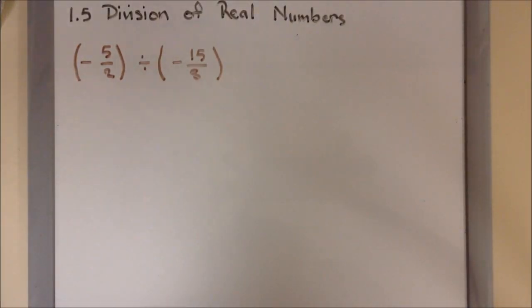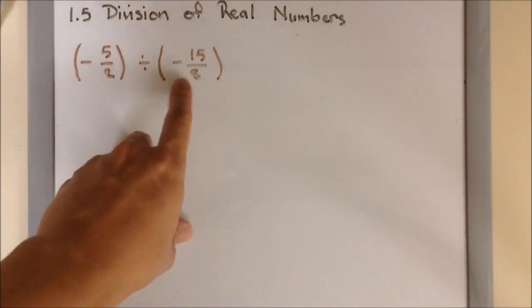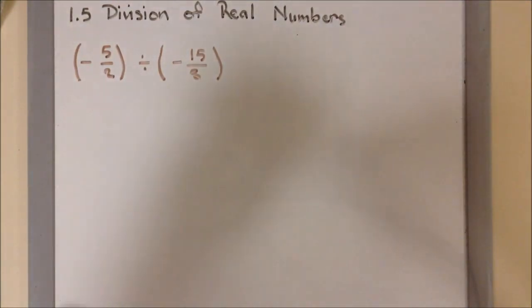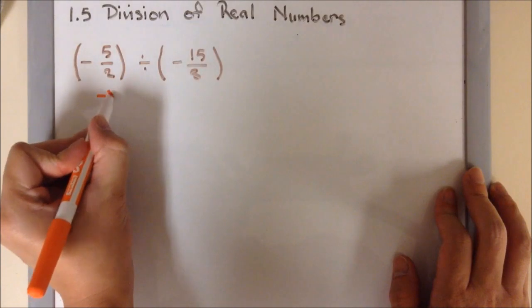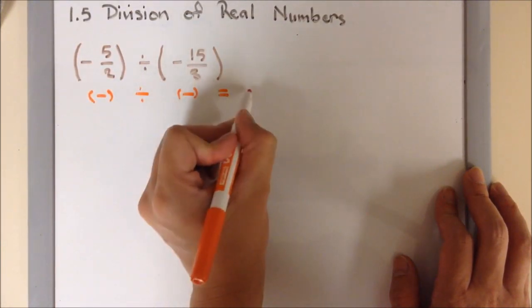Now we're working with division of fractions, so this is going to be extra work and it's going to look different from the previous section that we did. So our first example, negative 5 over 2 divided by negative 15 over 8. So again, checking our sign for our final answer, negative divided by negative will equal positive.